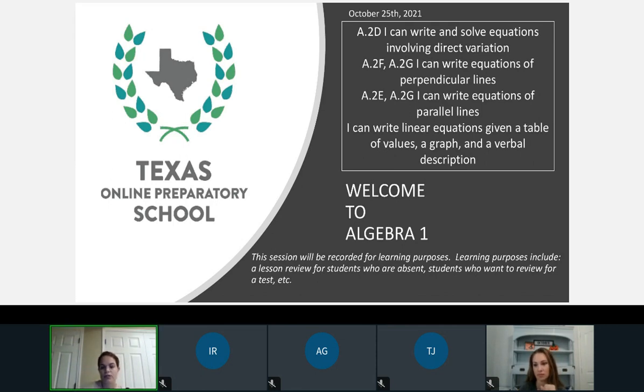Today we're going to be working on Unit 4. This is our first whole group of the Unit 4 instruction. We're going to be working on writing and solving equations with direct variation. We're going to hopefully get to equations of perpendicular and parallel lines, and then writing linear equations when we're given a table of values, a graph, and a verbal description.